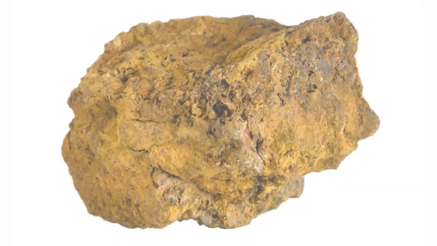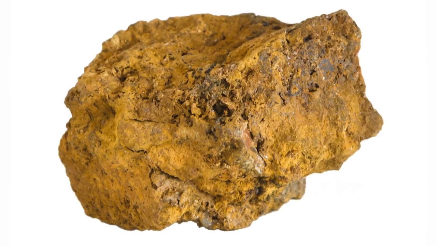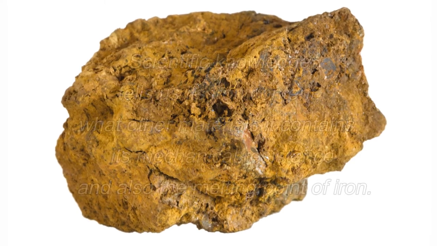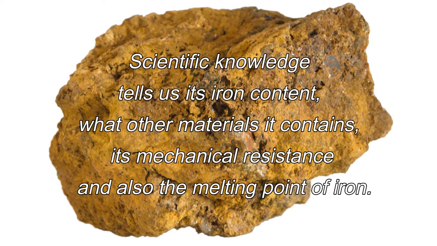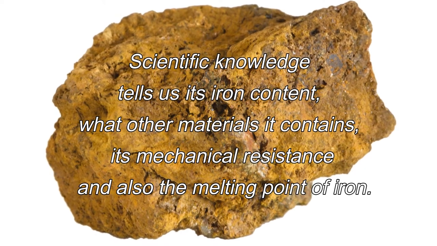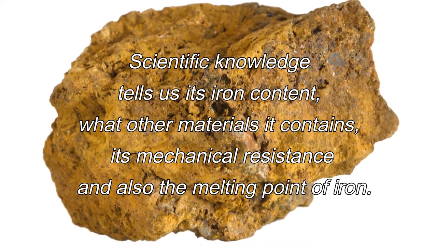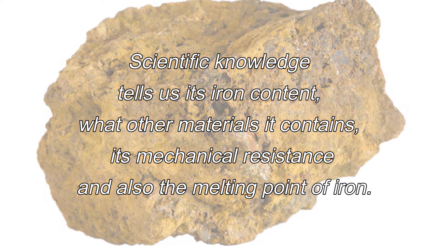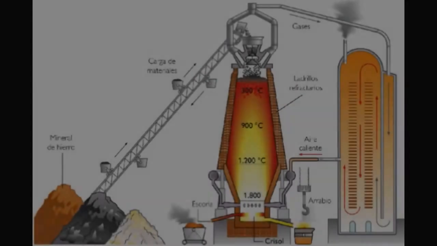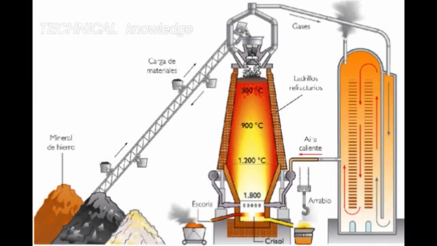Let's look at another example. This rock is called limonite, and it is an iron ore. Scientific knowledge tells us its iron content, what other materials it contains, its mechanical resistance, and also the melting point of iron. On the other hand, this diagram shows the sequence of steps we must carry out to extract the iron from that rock. Therefore, this diagram refers to technical knowledge.